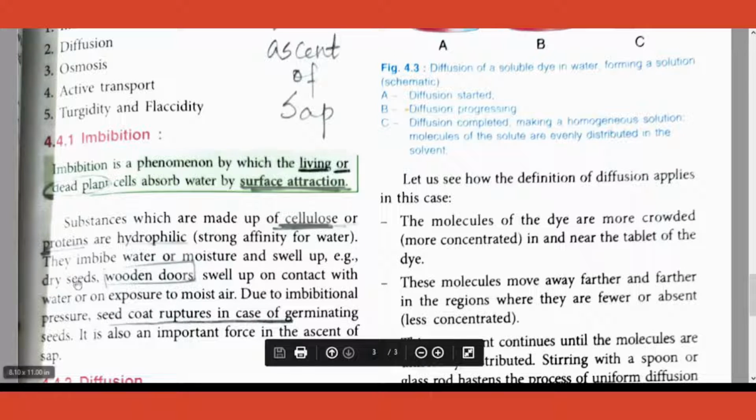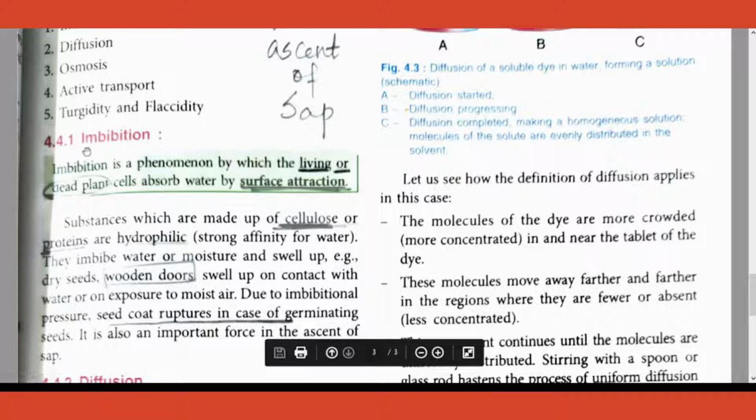Alright. This is also seen in dry seeds. Another example: this is the same force that helps the seed coat open up and the tiny baby plant inside it to germinate. So very, very important part. 1 mark definitely, or it can go up to 2 marks depending on the question. So please mark all these.